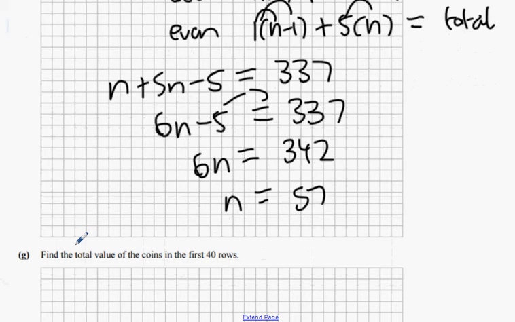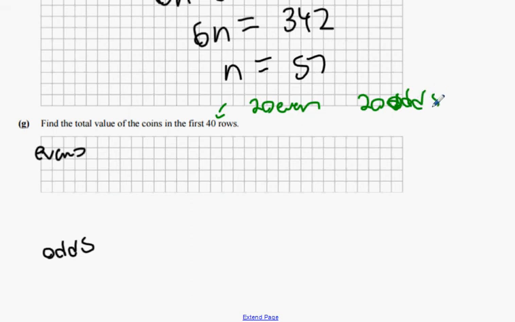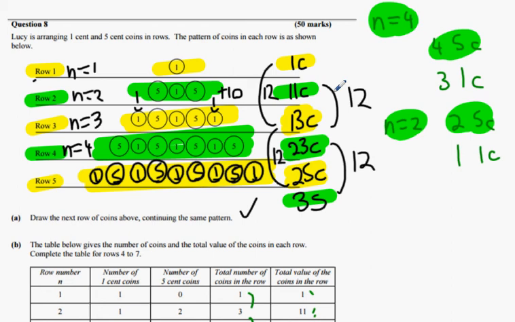Now, find the total value of the coins in the first 40 rows. This one was very difficult. Remember what I told you earlier, where you divide it up into evens and odds. When you're talking about the first 40 rows, you're talking about 20 even numbers and 20 odd numbers. So 20 evens and 20 odds. The even sequence is this. Let's go with the even starting off.